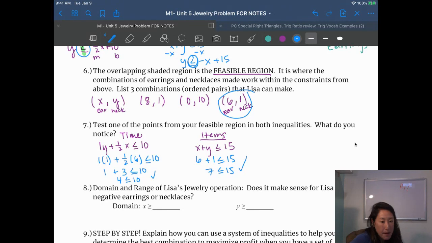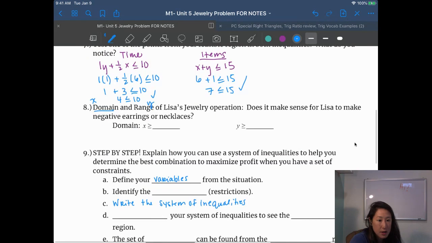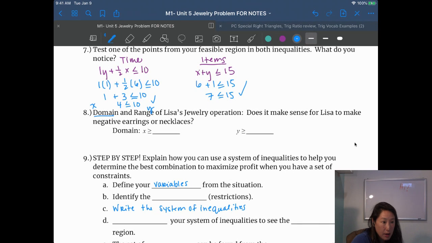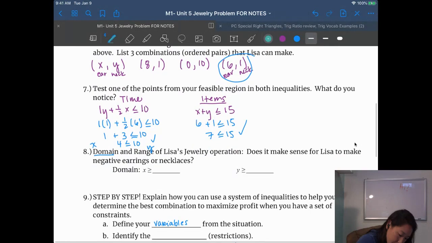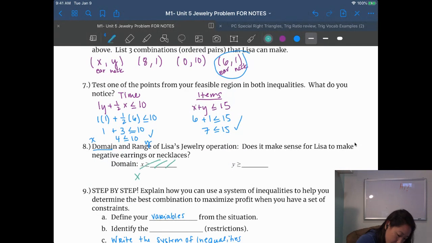Okay. So domain and range. Domain is X values and range is Y values. So in this situation, if I go back and look at my graph, where are the values graphed in the X direction? It looks like from 0 to 15. That's the least number of earrings she can make and the most number of earrings she can make. So we're going to write the domain as X has to be less than or equal to 15, but greater than or equal to 0.